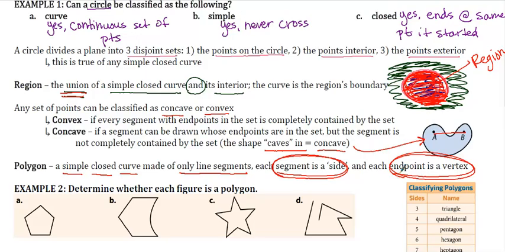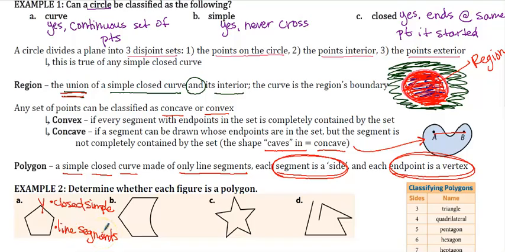So in example 2, determine whether each figure is a polygon. Okay, so this first one, my timer's kind of on it, so hopefully you can see the pentagon okay. So is this a polygon? All right, well, it's a simple closed curve. It's made of only line segments. So yes, so we would say closed and simple. I would usually write simple closed curve. And then I have line segments. We're checking that definition. That's some terrible handwriting there. That does say segments, just got all wonky.